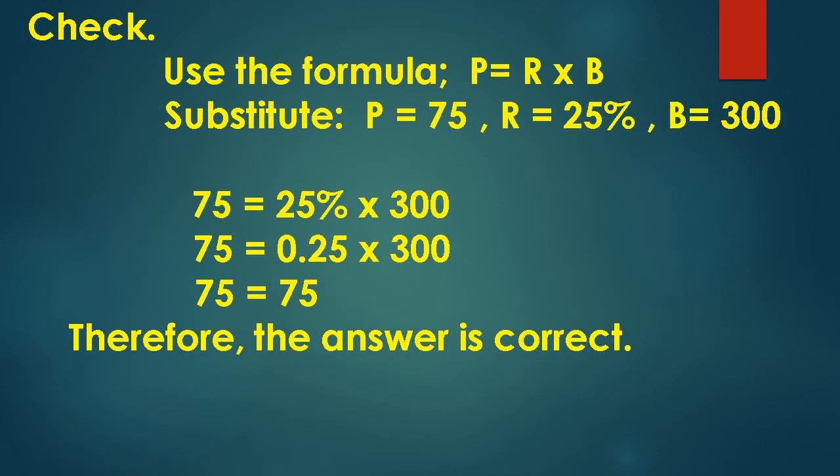Check. P is equal to 75, R is 25%, B is equal to 300. So 75 is equal to 25% times 300. So 25% changed to decimal, 25 hundredths times 300. So the answer is 75. Therefore, the equation is equal. So the answer is correct.